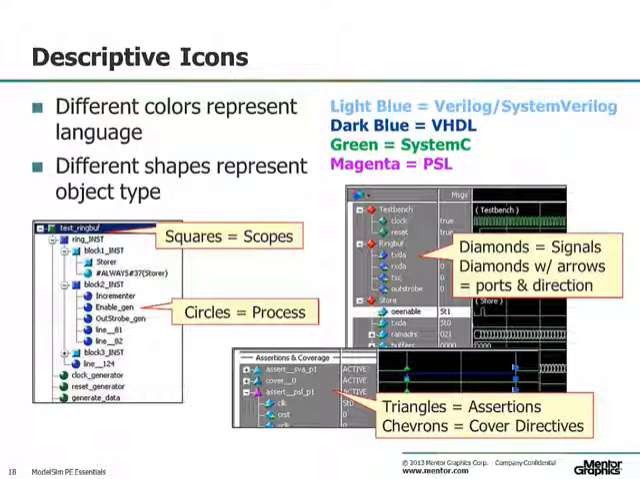So the diamonds equal signals, diamonds with arrows indicate ports and directions. So you can know, for example, if TXDA is an input or an output, RxDA input or output, all by just looking at the descriptive icons. This is one of the main themes of the interface, is put as much information so that you can debug things without having to do research about what you're actually trying to debug.